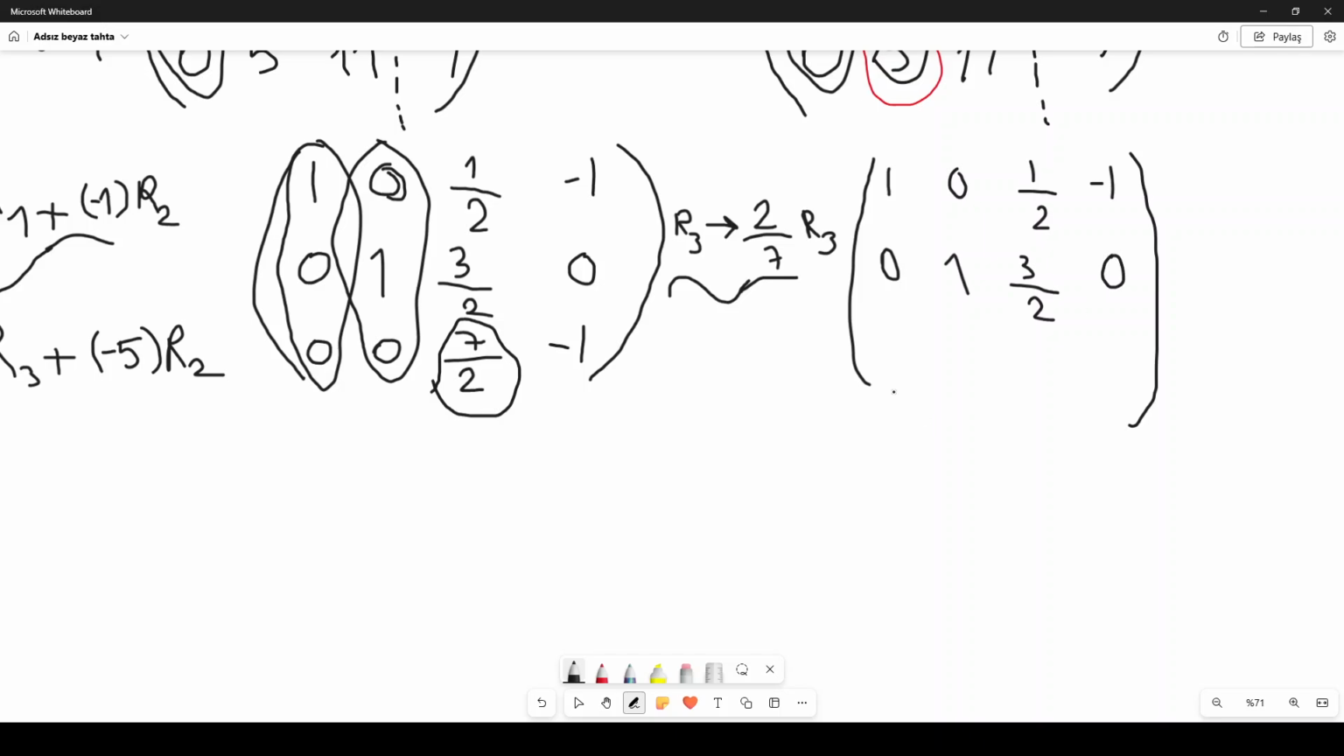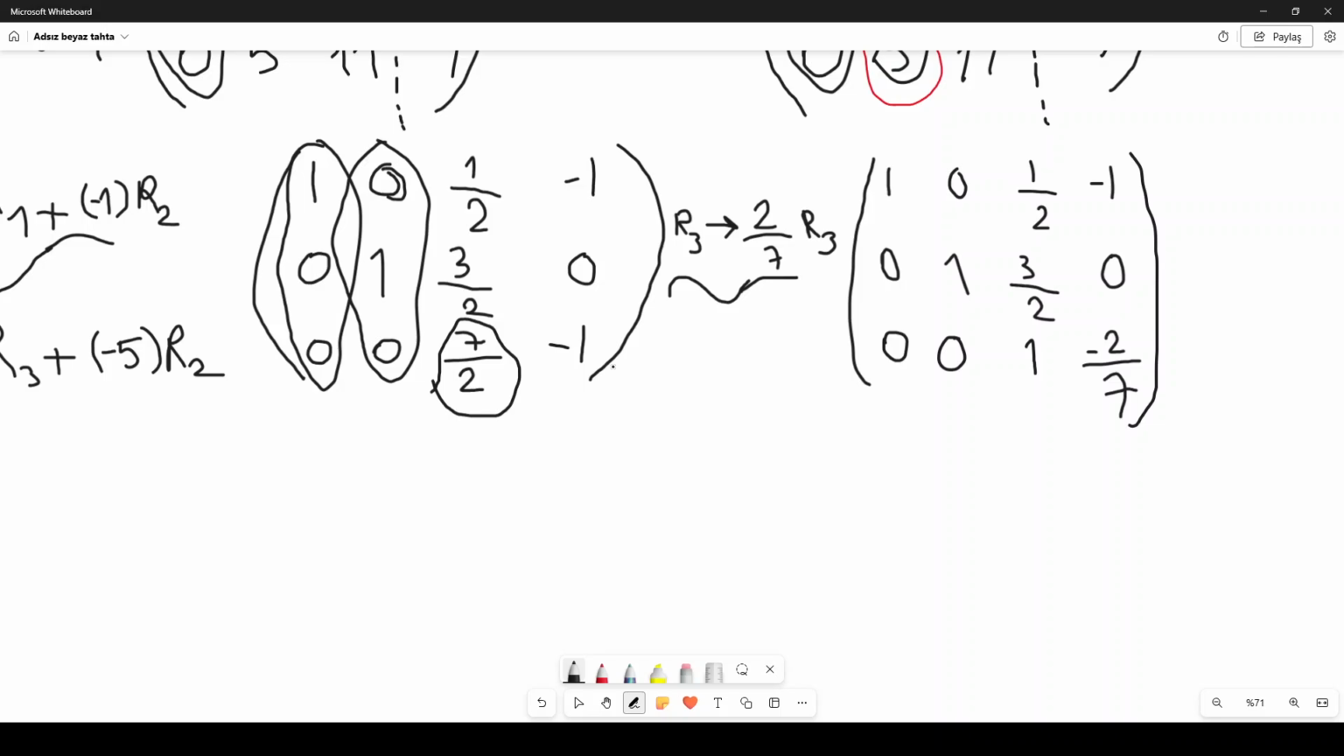But what has changed in the meanwhile is the values in the third row. Okay, 0, 0, and what it becomes is now 1, and it's the good news, and this is what? This is minus 2 over 7, right? I do the arithmetic operations, that's what I do.